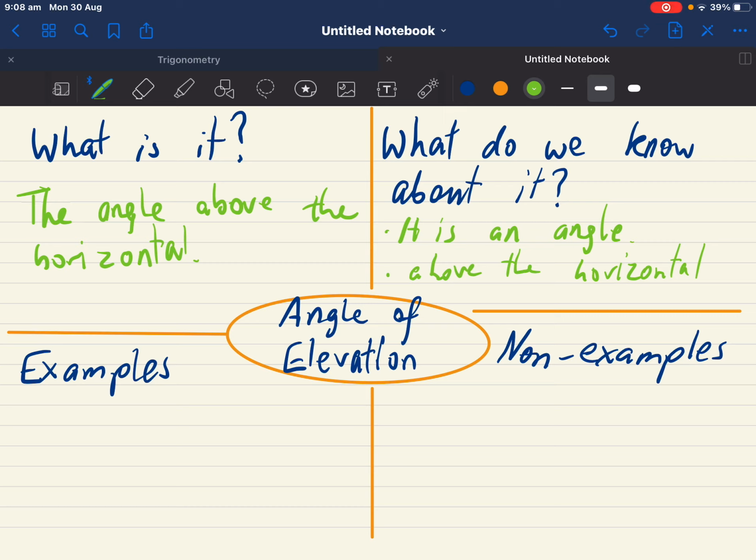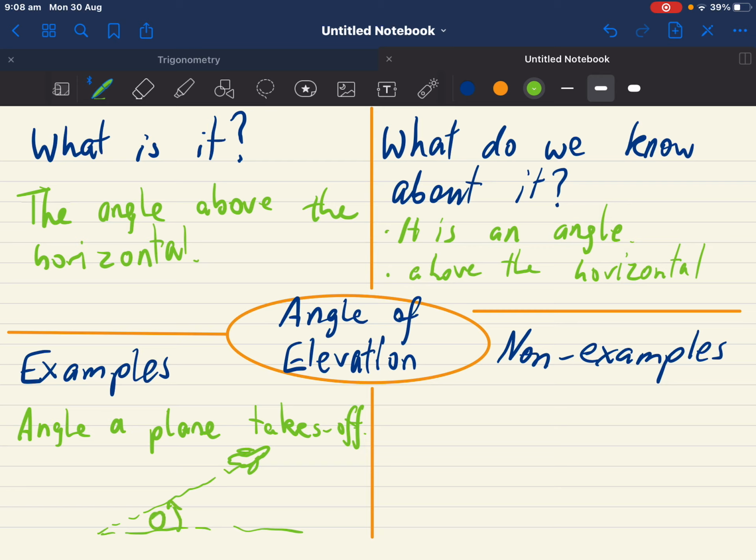All right, example of an angle of elevation. I guess the most classic example would be a plane takes off. That's going to be my example of an angle of elevation, right? I might even just do a diagram here. There's the ground. Here is a plane that's taking off. And this here would be our angle of elevation.